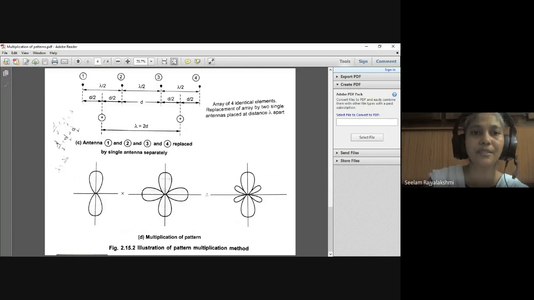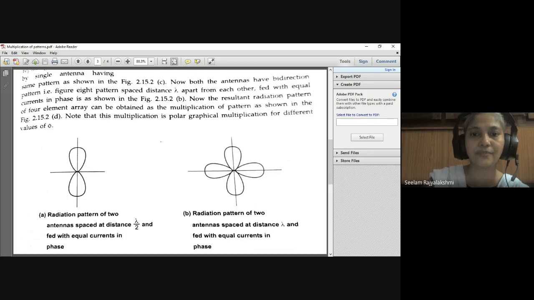Now let us consider the midway point. From this single element to this single element the distance is lambda equals 2d. For a single element, the radiation pattern is bidirectional, a figure of 8. If we consider the distance lambda equals 2d, as we have already seen, this is the pattern for two elements spaced at lambda, and this is the radiation pattern for two antennas spaced at lambda by 2.